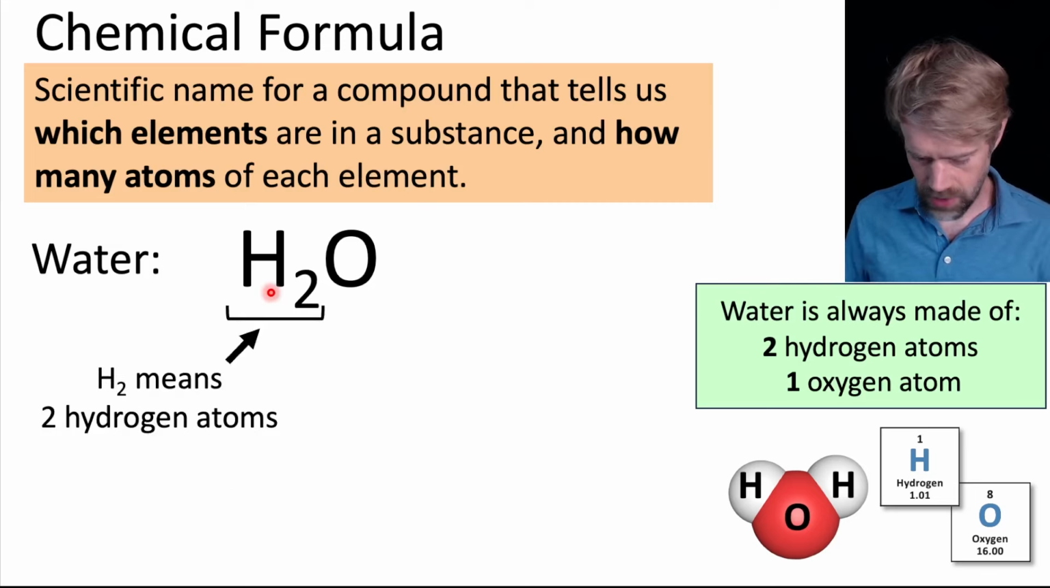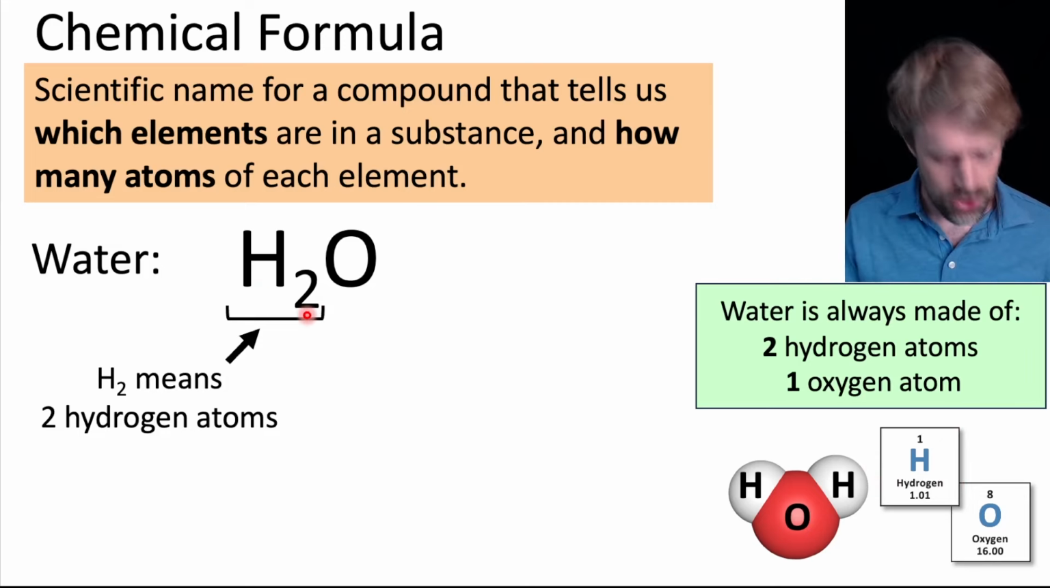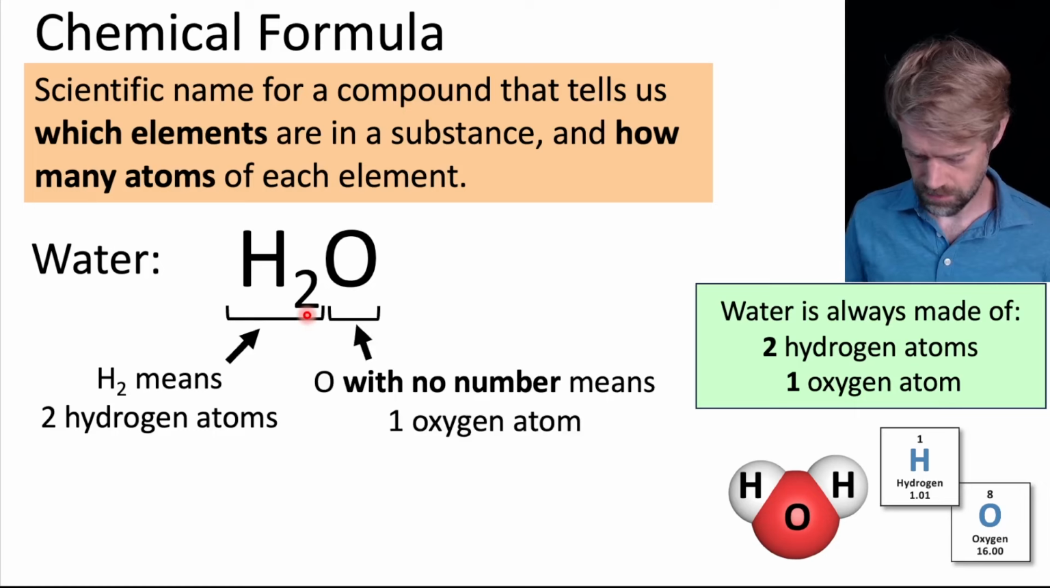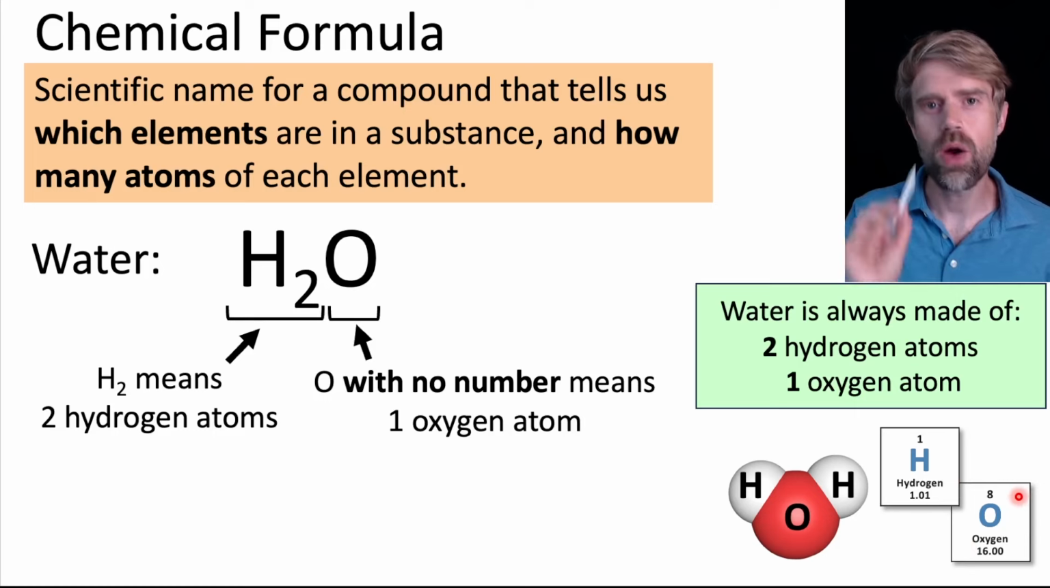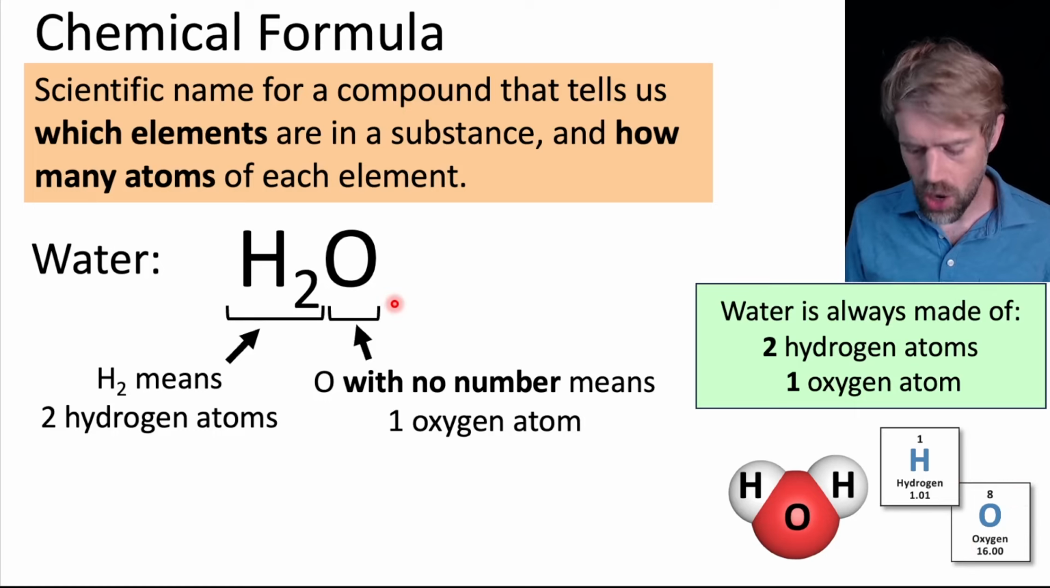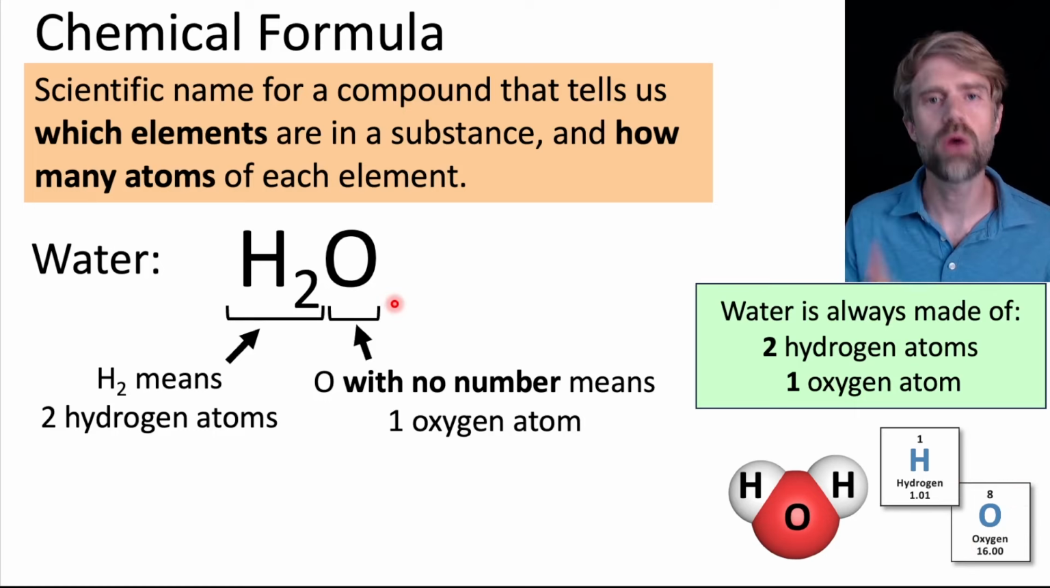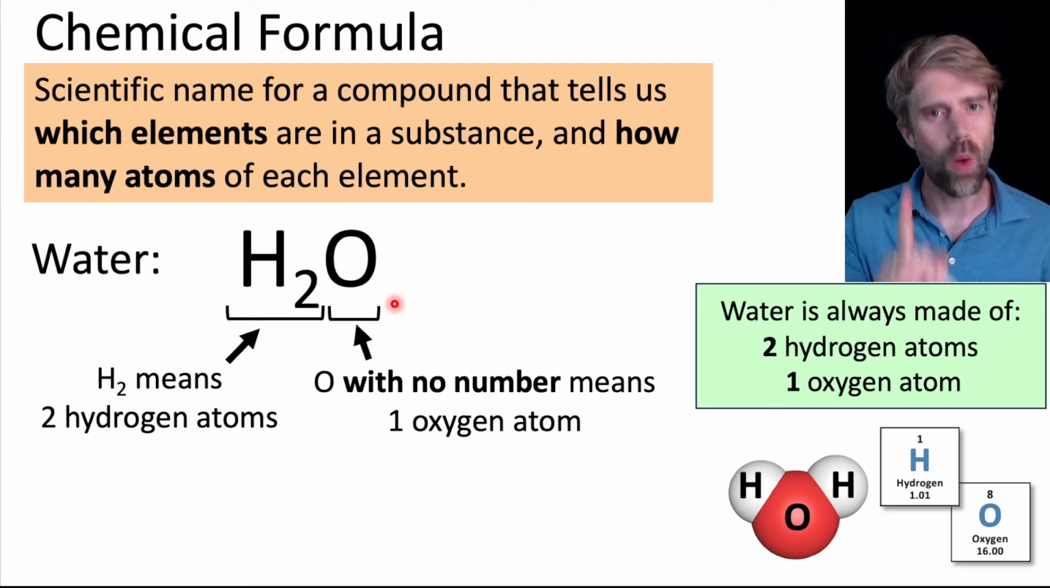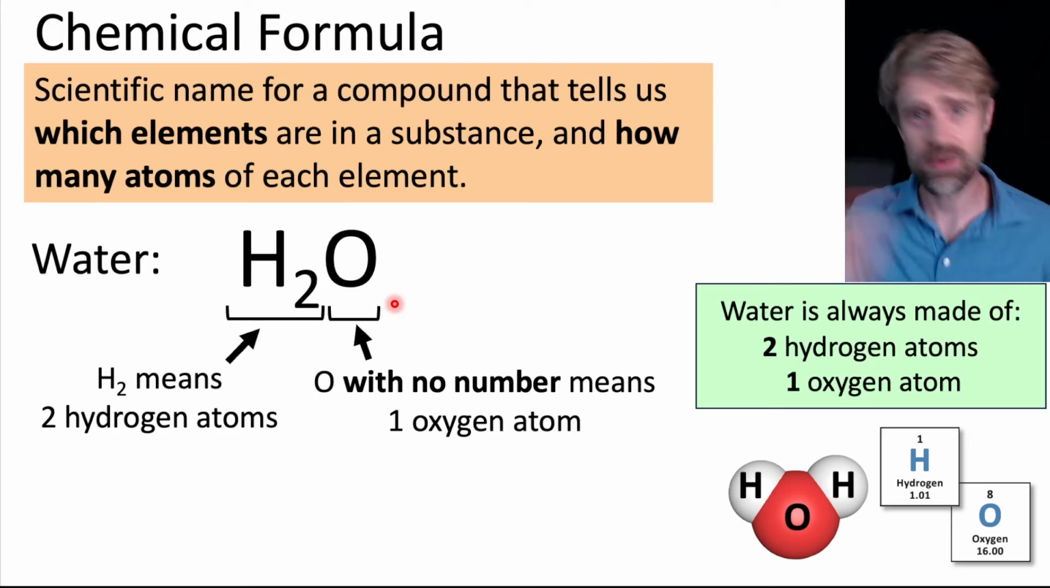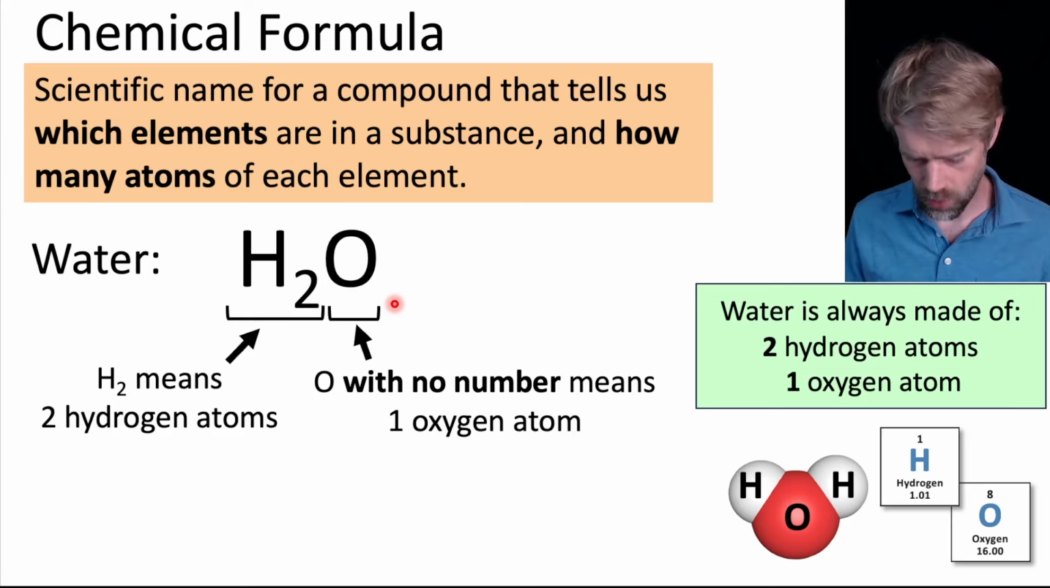H, right here, is the symbol for hydrogen. And H with a 2 after it means 2 hydrogen atoms. And O here is the symbol for oxygen. And O with no number after it, right? We just have an O. We have no number after it. O with no number after it means 1 oxygen atom. If you only have a single atom, you don't write the number 1. You just put the element symbol, H2O.